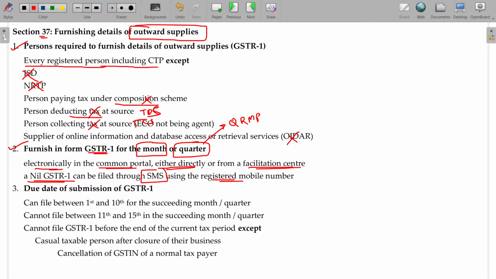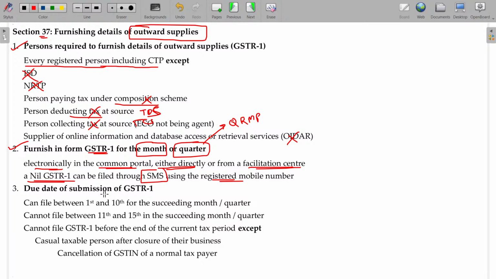But if you don't have even a single transaction in any of the tables, meaning if you open the forms, there may be input details and output details, and you don't have any record in all these forms, then it is called zero. In that case, you can file a nil GST return. You just send an SMS, that's more than enough. Treat it as a filed return. Is that okay? GSTR 1.